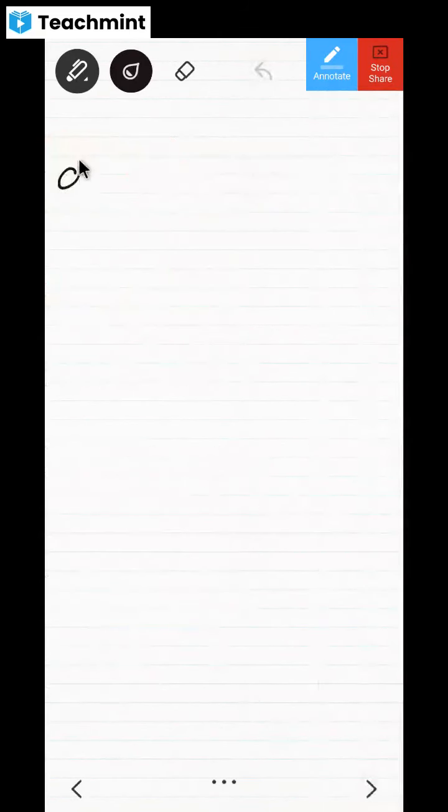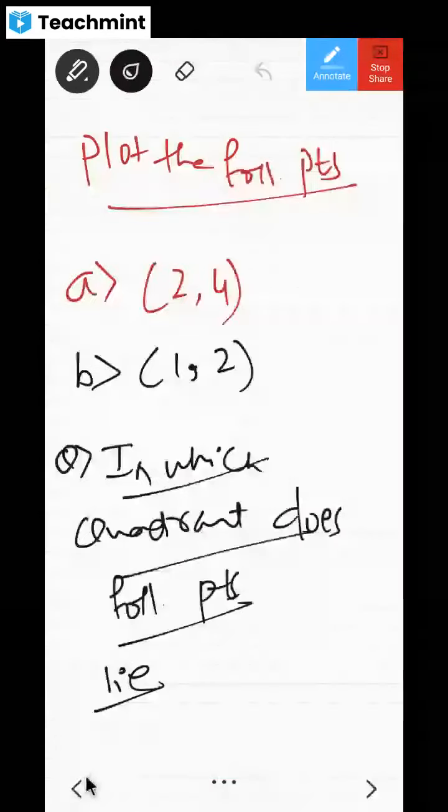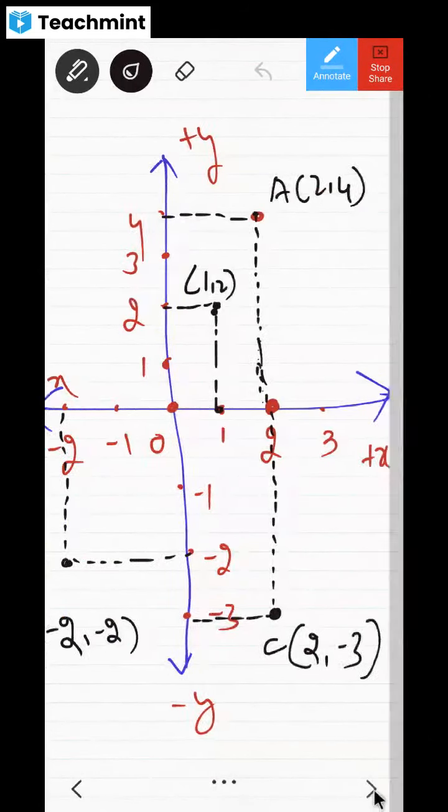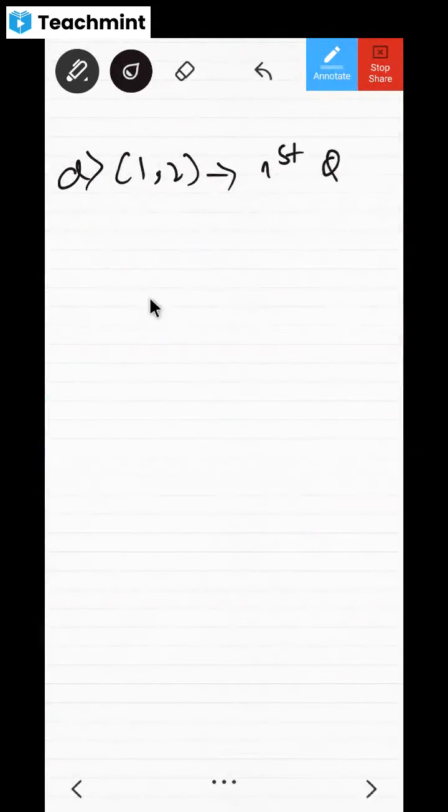The first one they are giving you is 1 comma 2. If they give 1 comma 2, where does this lie? Every time you cannot go to the graph. 1 comma 2 means 1 is here and 2 is here. It lies in the first quadrant, no, dear children? Yes, sir.